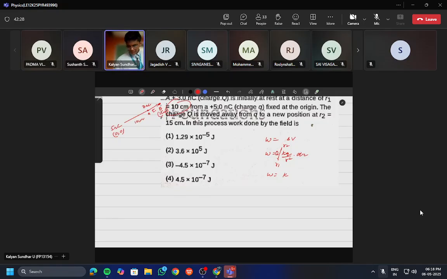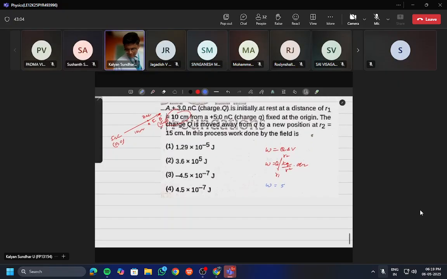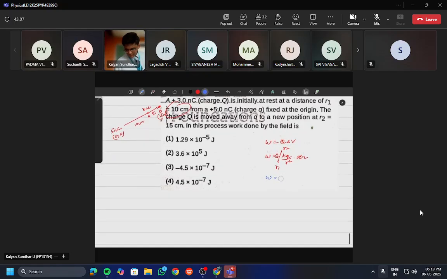So this will be your capital Q. The charge is capital Q, Q by 1 by R2 minus. So from here you will get your work done as minus 4.5. The third option, sir? The fourth one, sir. What about others? Wait. Both are there? Wait. So W will be equal to Q is what? Capital Q, sir. Q is 3. Fourth option, sir. One second, sir.